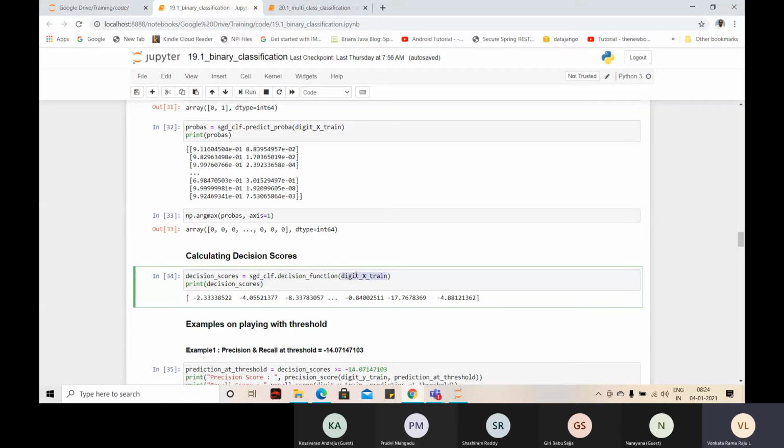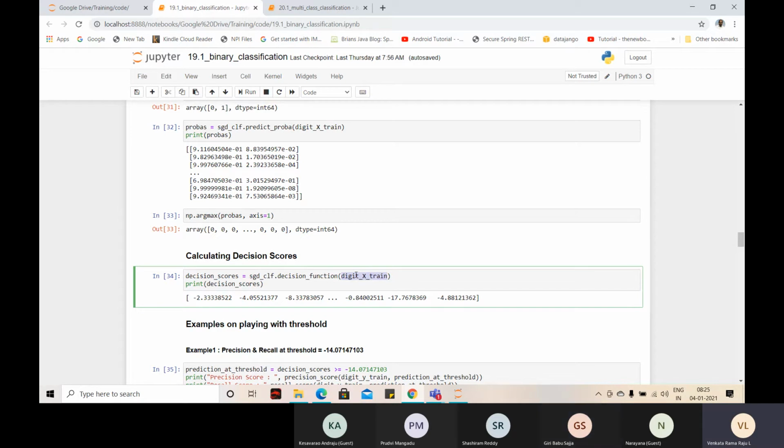Now, if you replicate the same thing: 5s and not 5s I have taken, 0s and not 0s, 1s and not 1s, 2s and not 2s. Like that, I created 10 data sets. I have taken one data set and created 10 out of it. Do you understand? Yes, sir.